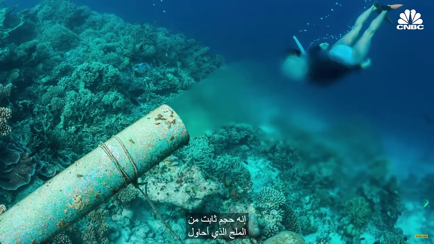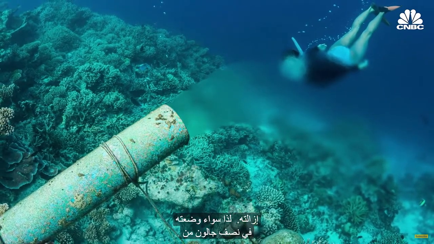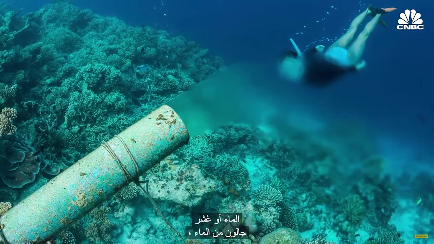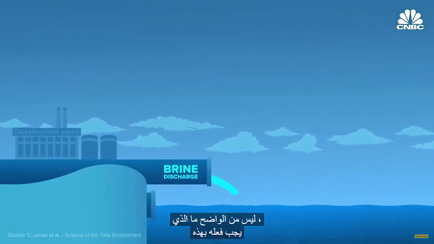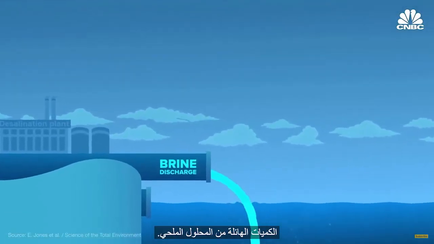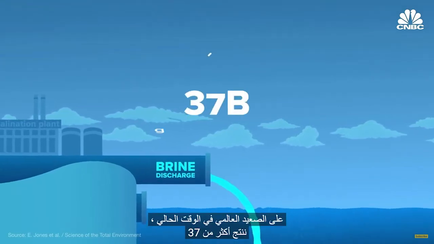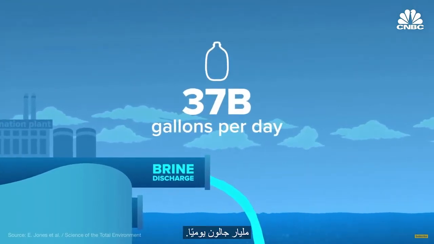It's a fixed volume of salt that I'm trying to remove, so whether I put it in half a gallon of water or 1/10 of a gallon of water, it's still going to be there and it's just going to be much more concentrated. As desalination efforts grow, it's not clear what should be done with these huge amounts of brine. Globally right now, we're producing over 37 billion gallons a day.